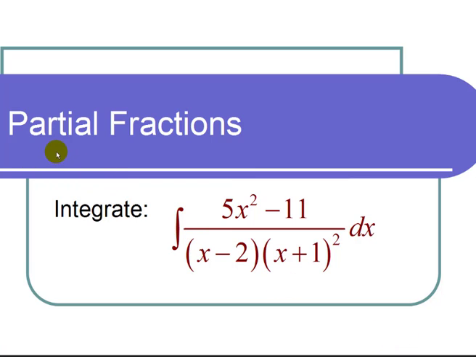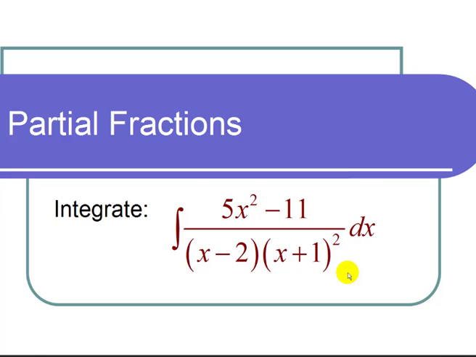This is a video on partial fractions. The question is to integrate 5x squared minus 11 divided by the quantity x minus 2 times the quantity x plus 1 squared dx. What makes this challenging is that one of the factors in the denominator is squared.